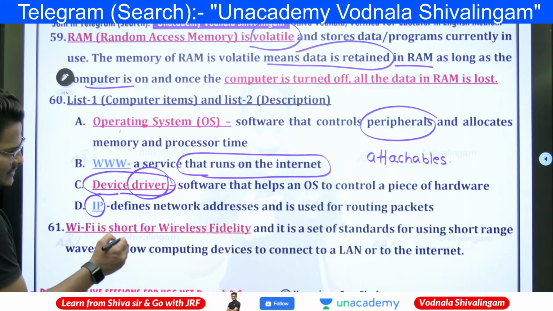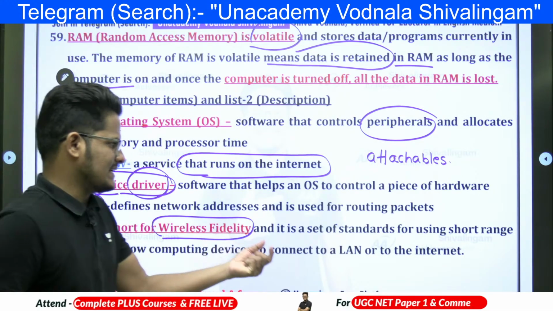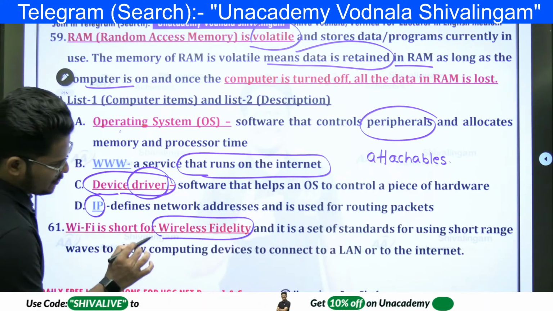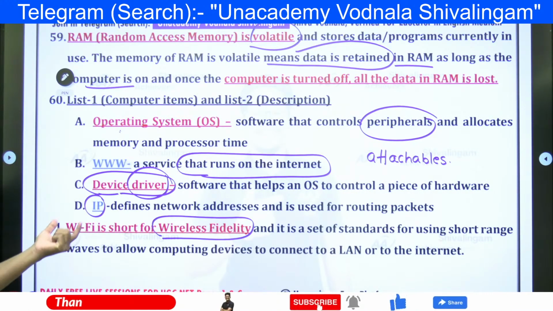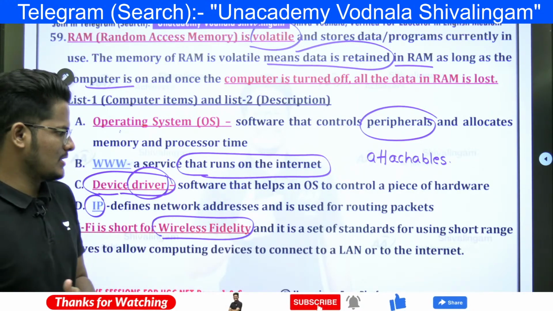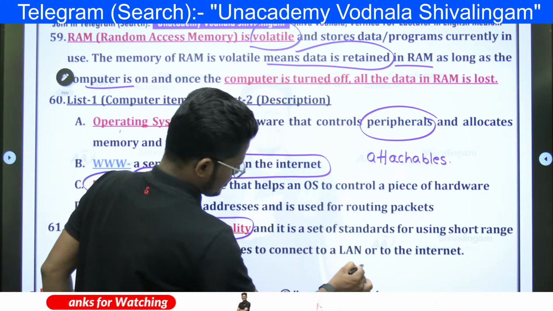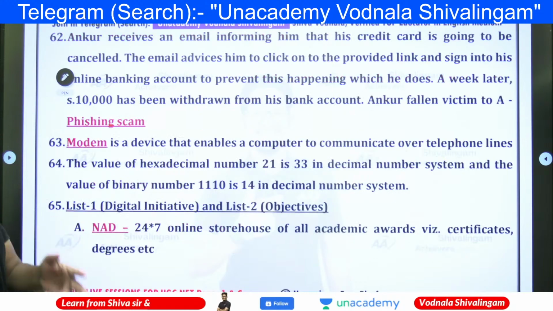Wi-Fi stands for wireless fidelity. It is a set of standards for using short range waves to allow computing devices to connect to a LAN and to the internet. Wi-Fi is short range, with very little range. If you go very far, it will not be accessible. It lets computing devices connect to a local area network or to the internet.